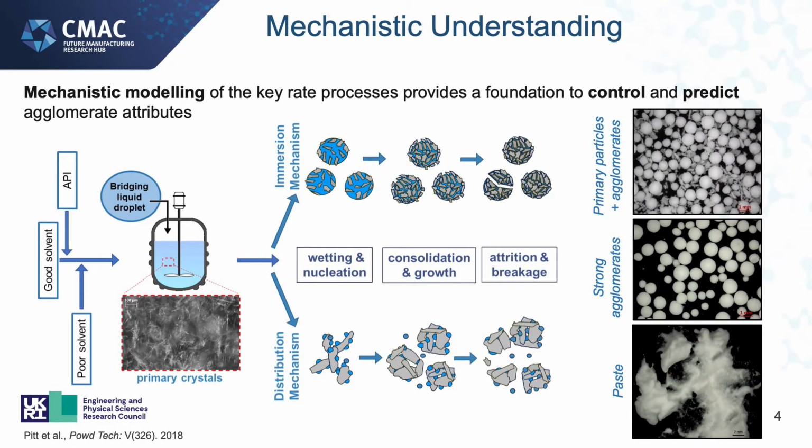So when we talk about mechanistic understanding, one of the things we want to understand is what are the key mechanisms and key rate processes involved. Because if we can understand these key rate processes, we can then start building our models, which will provide a foundation to control and predict agglomerate attributes. And of the work that's been done to date in some of the known literature, there are two mechanistic pathways that are often quoted and can occur during the formation of agglomerates.